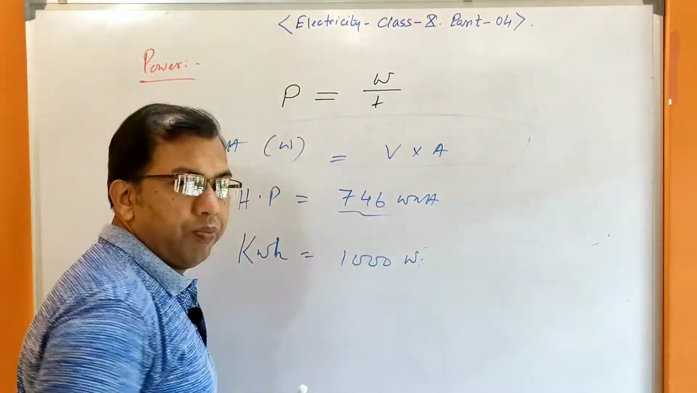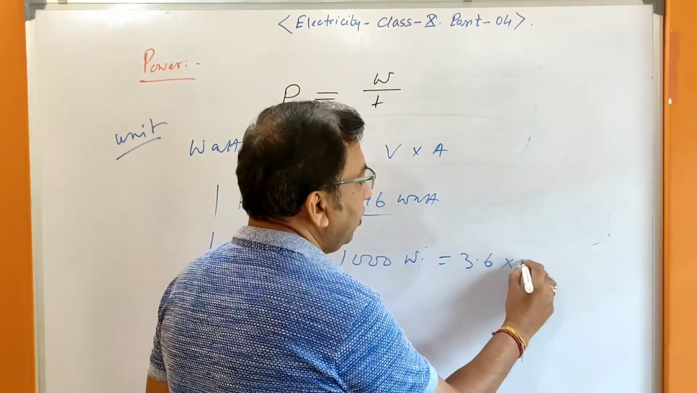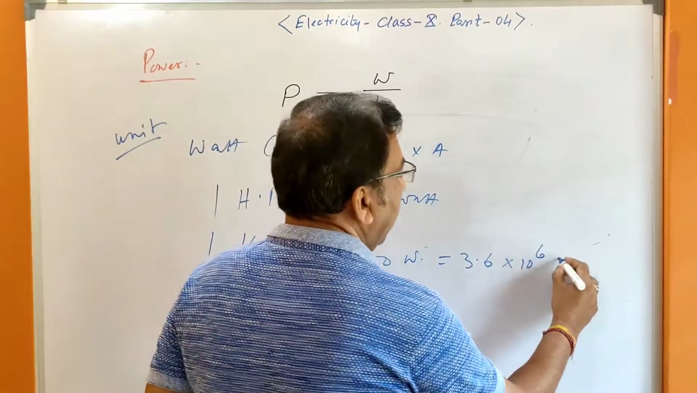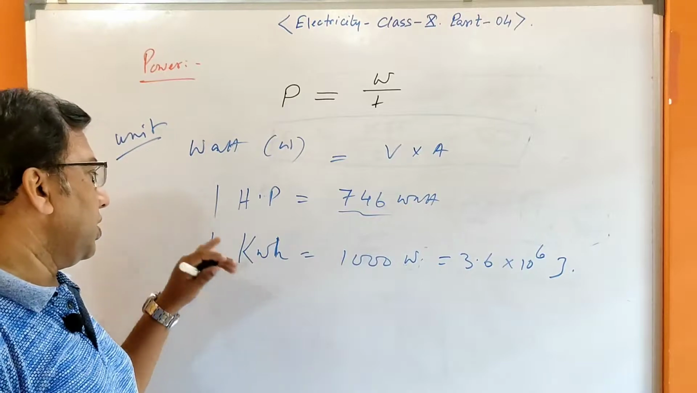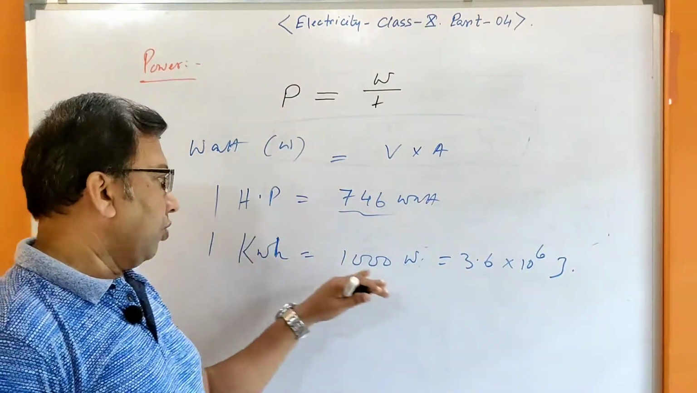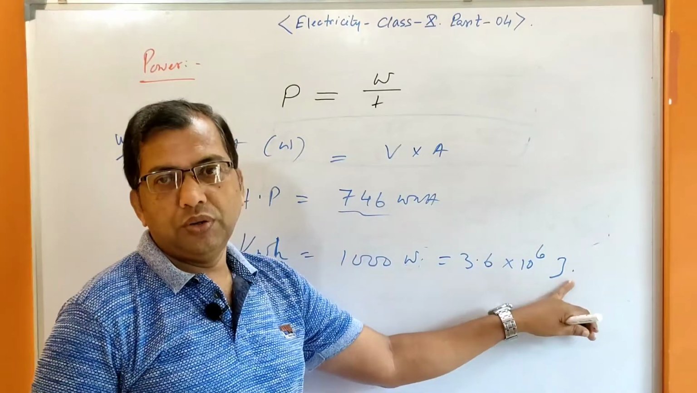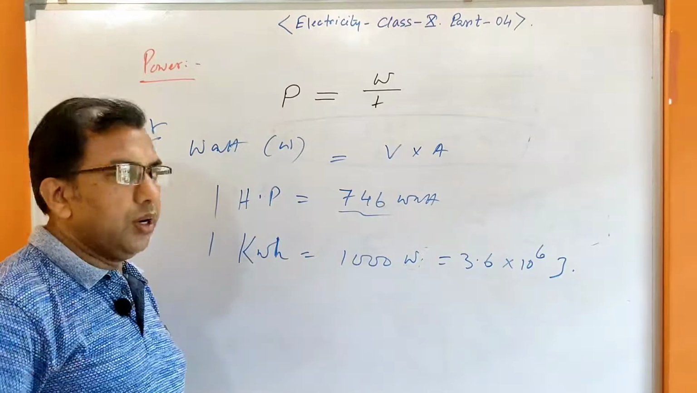1 kilowatt hour, the commercial unit, you can convert to 3.6 into 10 to the power 6. Tell me, 10 to the power 6. Clear? Watt means joule. So 1 kilowatt hour equals 3.6 into 10 to the power 6 joule. Clear? Do it, and it will be helpful regarding numerical problems.